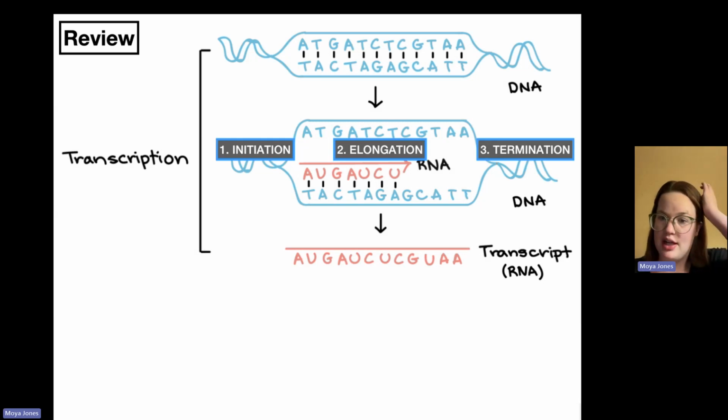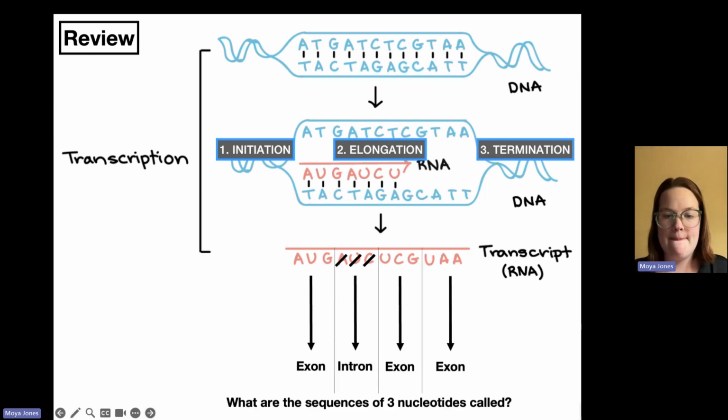Remember that transcription had 3 parts: initiation, which is where the promoter sequence on the DNA says this is where the gene begins; elongation, which is where RNA polymerase makes a copy of the RNA; and then termination, which is where the DNA has a terminator sequence that says the gene is done, go to the ribosome. Exons get expressed, introns get cut out, and the mRNA gets read in groups of 3 called codons.